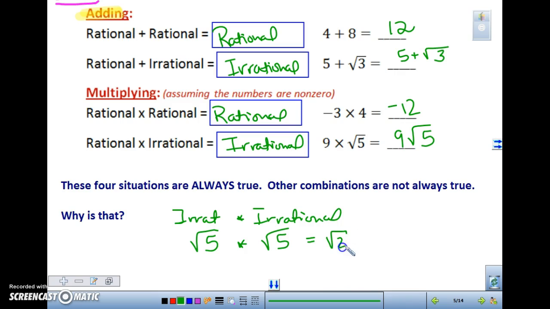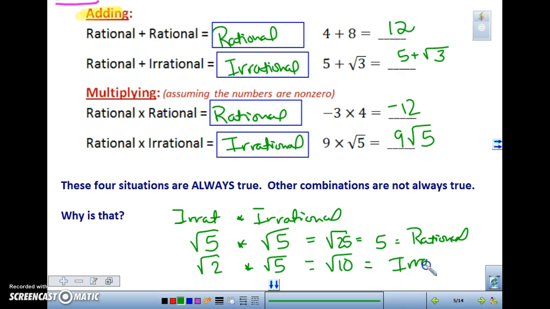Well, that's the square root of 25, and the square root of 25 equals 5, and this time it is rational. But what if we take another irrational, square root 2, times square root 5? Well, now we get square root 10. Square root 10 is irrational. So we want to think about those properties as we are going forward. When you multiply two irrationals, it could be either rational or it could be irrational.